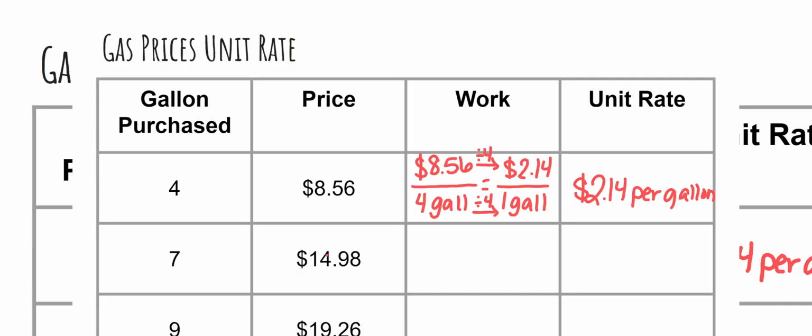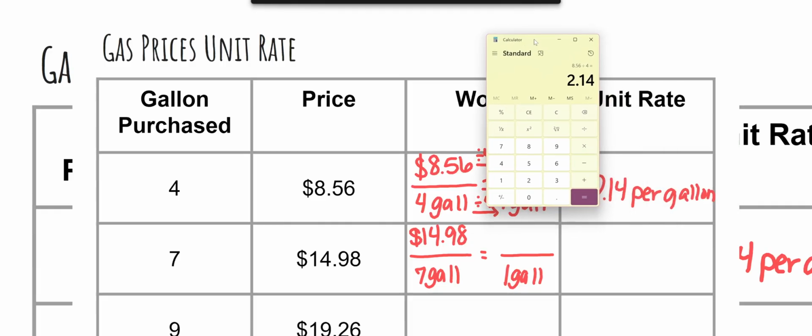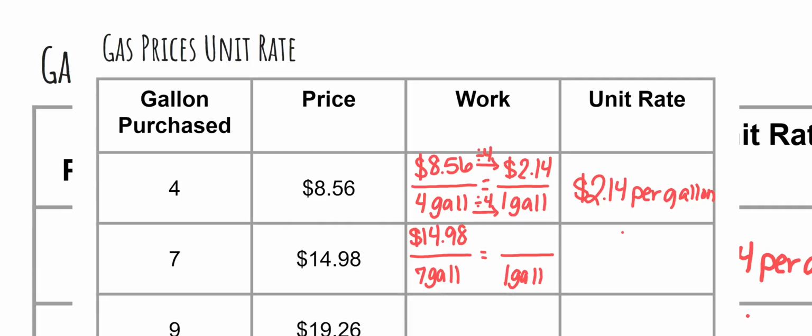Okay. Now let's try this one here. So now I'm going to say $14.98 to 7 gallons. Okay, again, we want to get it to 1 gallon because we want to figure out the price per gallon. So we can get our calculator here and we can say $14.98 divided by 7 gives me a total ratio of $2.14. It's the same price. That's interesting.